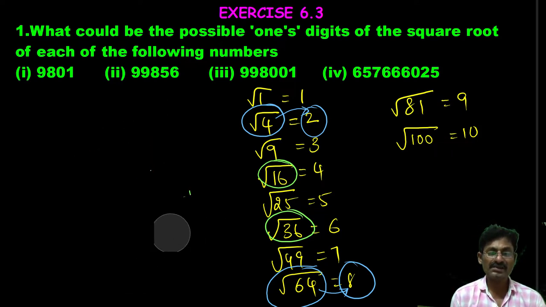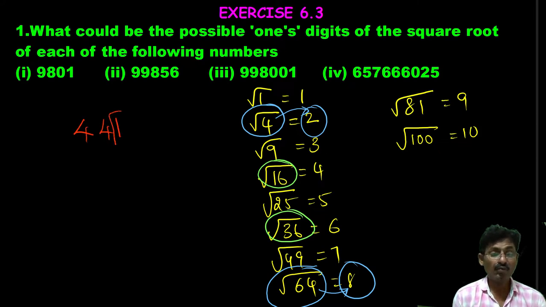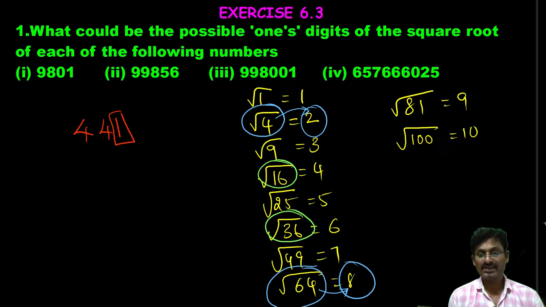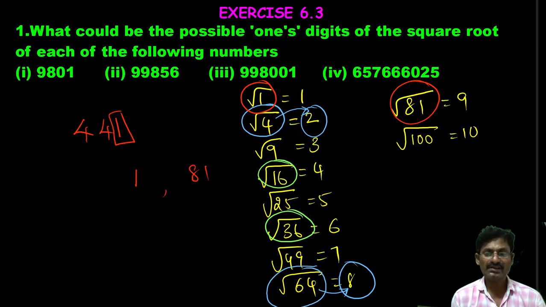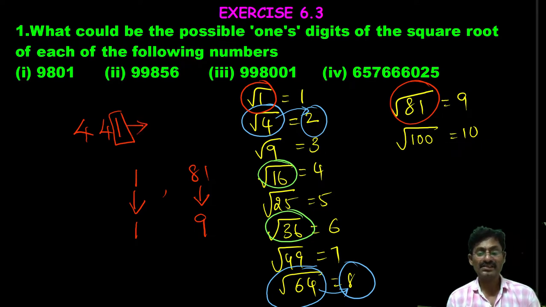Let me take one more example. Suppose let us take 441. Now we have 1 in units place. Now check. Here 1 and 81 are the numbers which have 1 in their units place. For 1 the square root is 1 again. For 81 the square root is 9. So in the square root of 441 the possible digits in the units place are 1 and 9. So like that we can do the problems in this exercise.